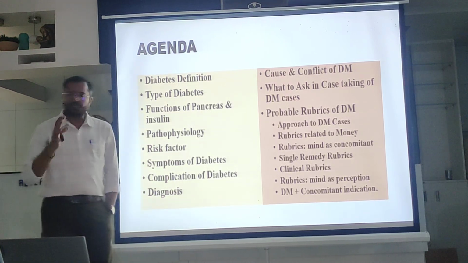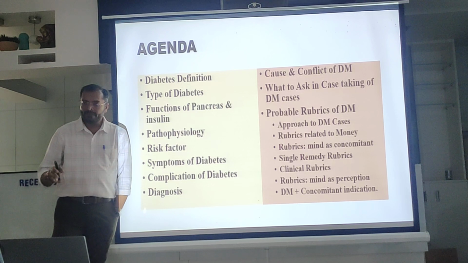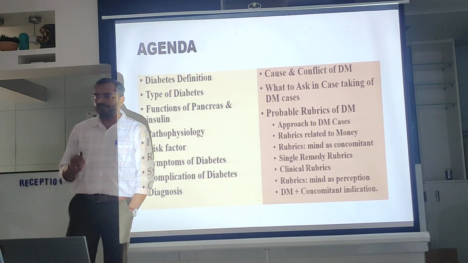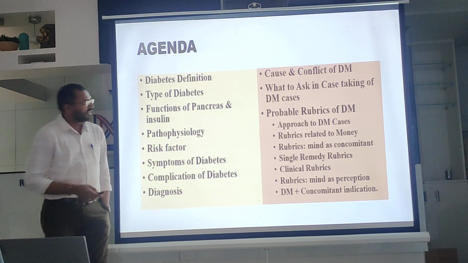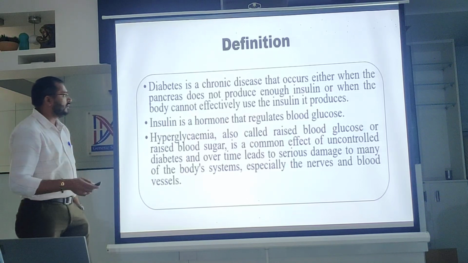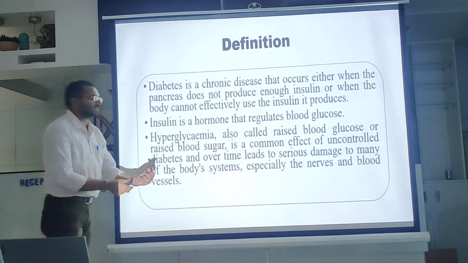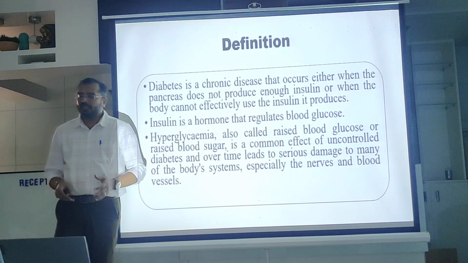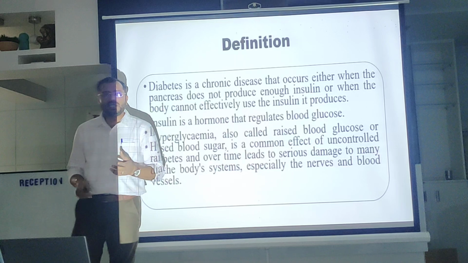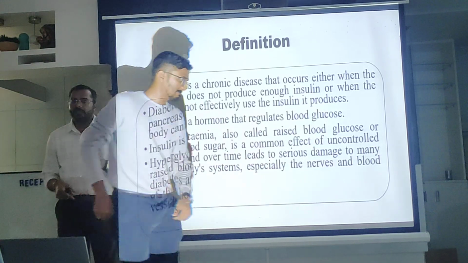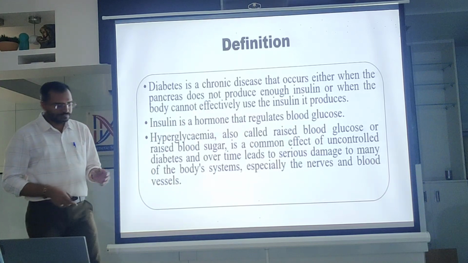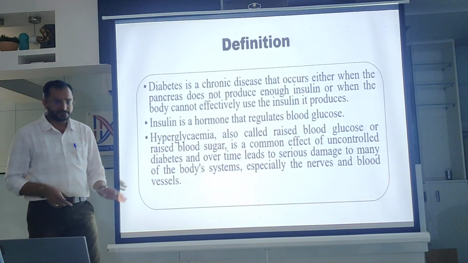So that is what the clinical symptoms of diabetes are. So we come across these different kinds of people in our day-to-day OPDs. So what is the definition? As you all know, it's a chronic disease that occurs either when the pancreas does not produce enough insulin, or insulin cannot be utilized in a proper way. That can lead to a rise in the blood sugar level. It is hyperglycemia. So that is the definition of diabetes.